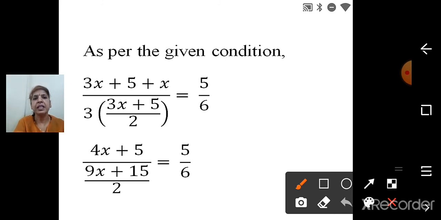First we will solve the numerator part of this. So 3x plus x is 4x, 4x plus 5, and then it is upon 3x plus 5 upon 2. Right? So first we will open the bracket: 3 into 3x, that is 9x, plus 3 into 5, 15. So (9x plus 15) upon 2 is equal to 5 upon 6.